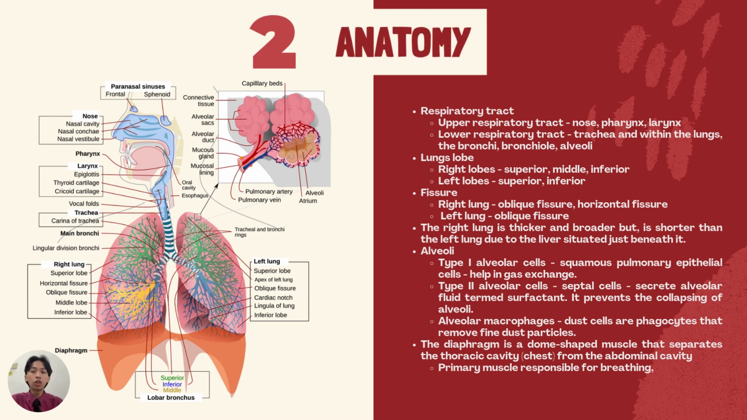So let's take a closer look at the anatomy. The respiratory system is divided into the upper and lower respiratory tract. The upper respiratory tract consists of the nose, pharynx, and larynx, which filter, warm, and moisten the air that we breathe. Meanwhile, the lower respiratory tract begins with the trachea and extends into the lung, where we will find the bronchi, bronchioles, and alveoli, which is the site of our gas exchange.